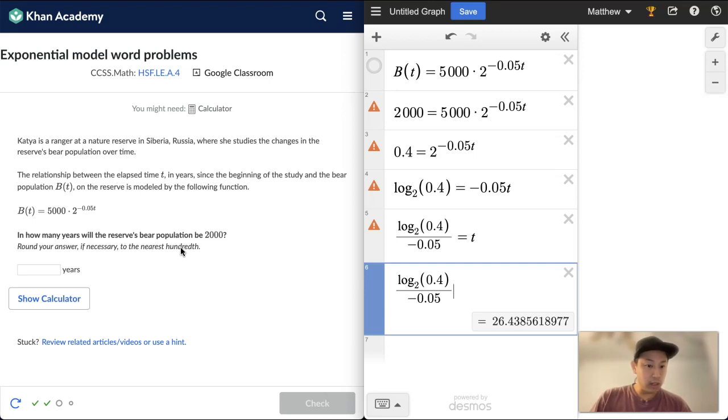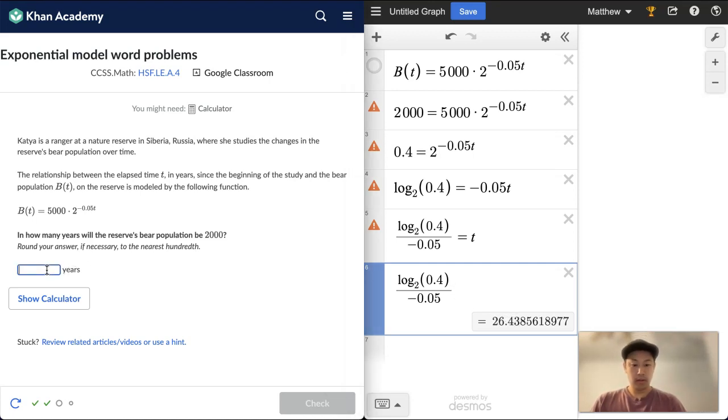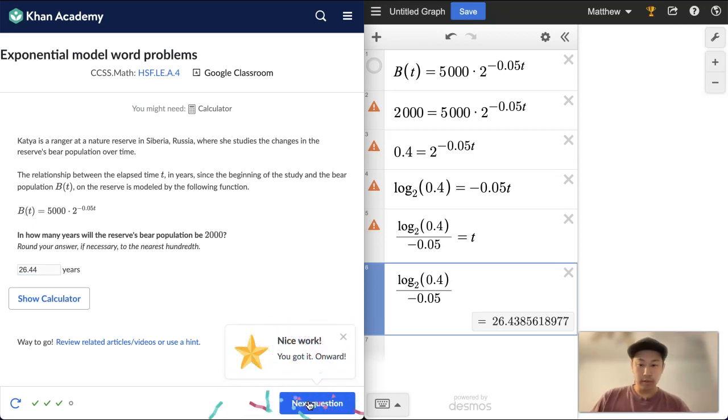26.4385. It says to the nearest hundredth, so that is 2 decimal places. So we're going to go 26.44. So for 26.44 years, the bear population will reduce to 2,000, it looks like. There we go.